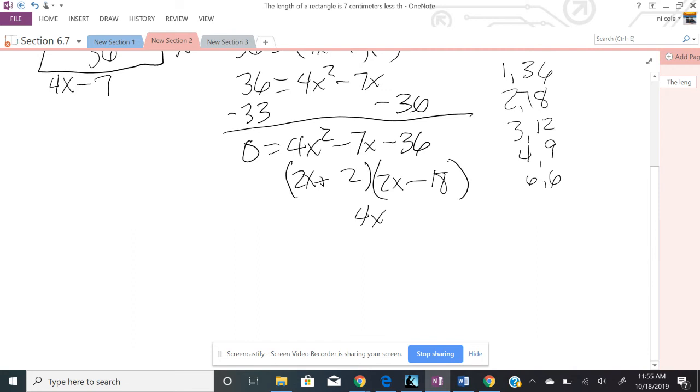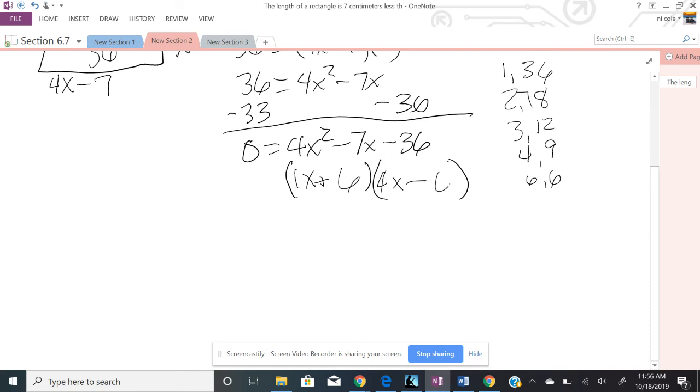So let's try that again. We'll do 1 and 36. So that gives me 2x and negative 72x. That gives me negative 70, which is not negative 7. So I've tried all these combinations of 2x. Okay, so it's not 2x. So I'm going to have to go to 1 and 4x.